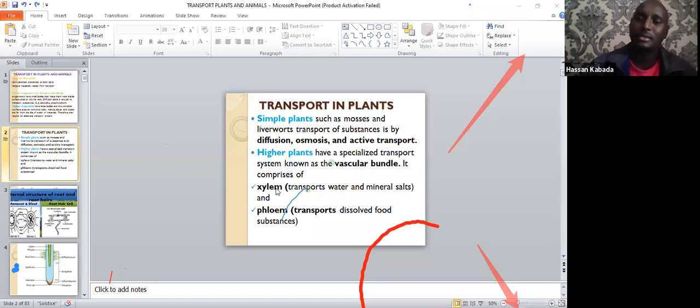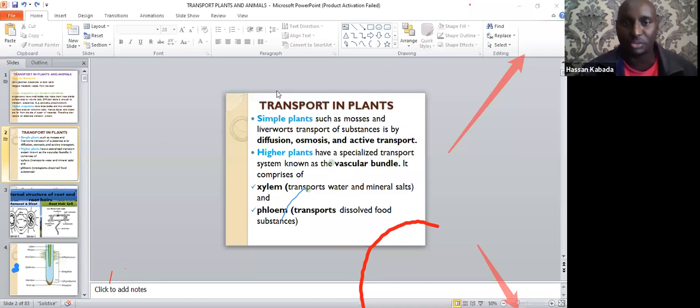Yes, it is true, but it is not correct, because when we talk of vascular bundles, this comprises xylem and phloem. So you must differentiate the two. You must talk about the xylem, the role it plays, and also the phloem, the role it plays, separately. So don't just generalize and say they transport water and food.